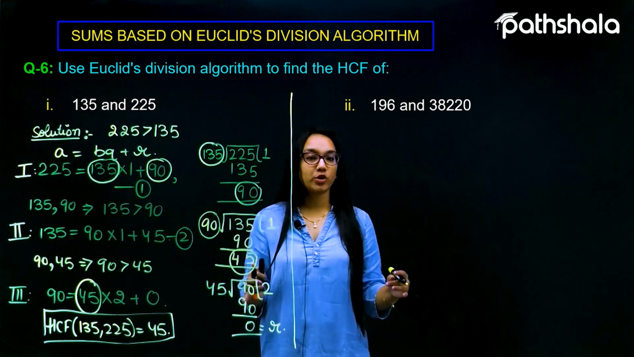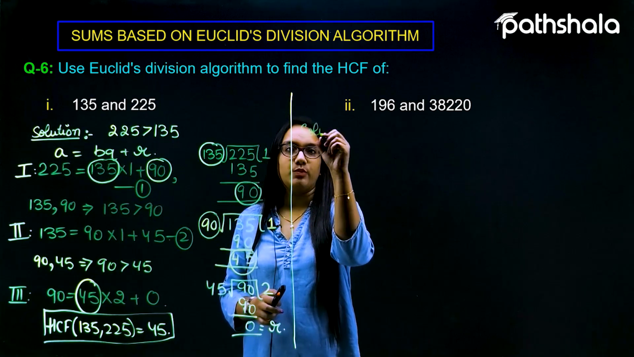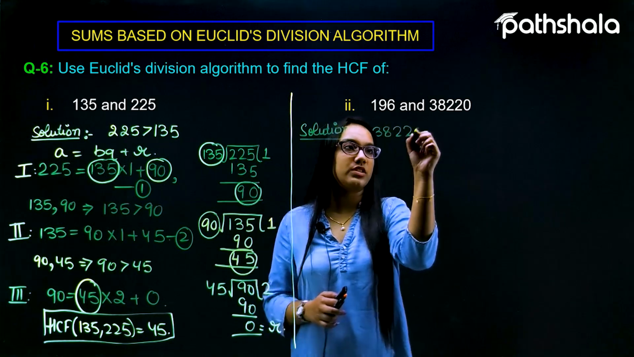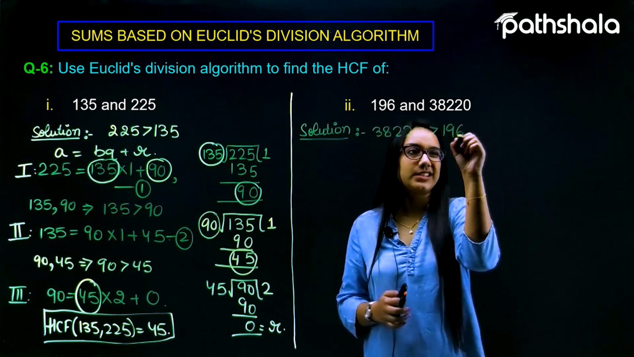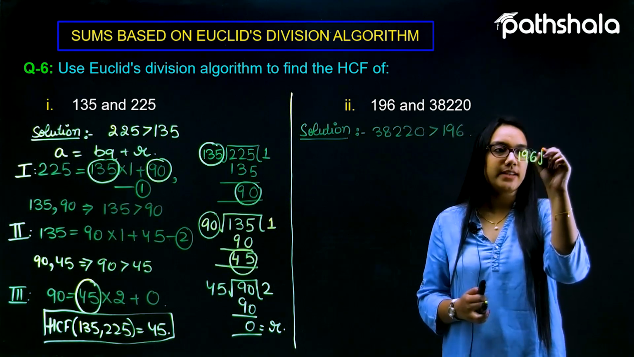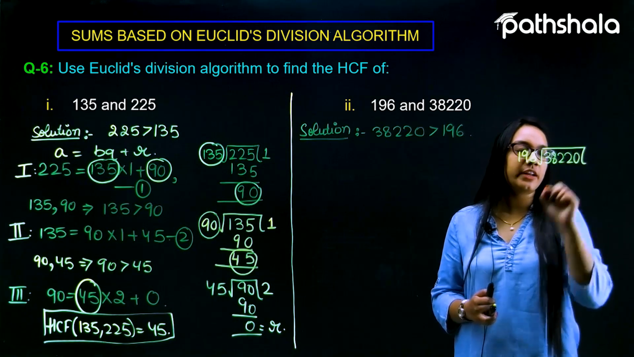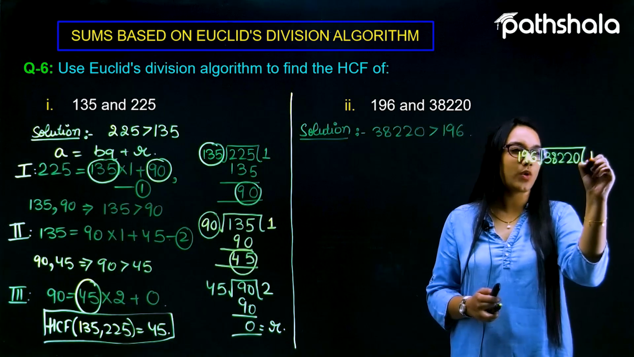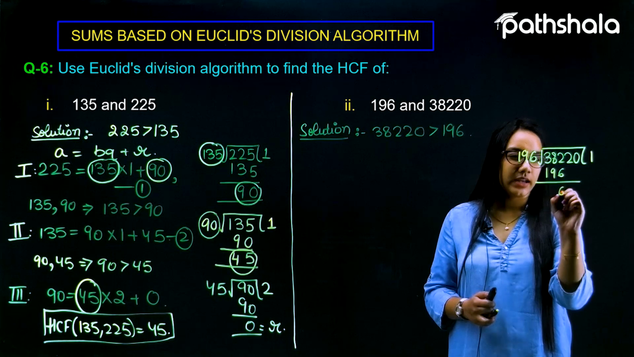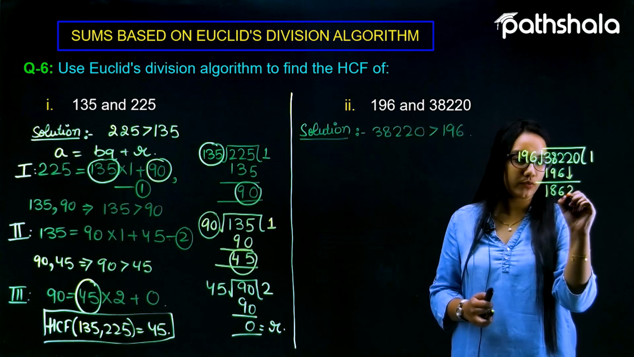Now let's just move on to the solution set of the second part. As we know, the number 38220 is obviously greater than 196. So let's just divide these two numbers. So 196 will be the divisor. Again, the number 38220 will be the dividend, and let's just start dividing it. So 196, the remainder will be like 6 and 8 and 1, and we can take 2 from above.